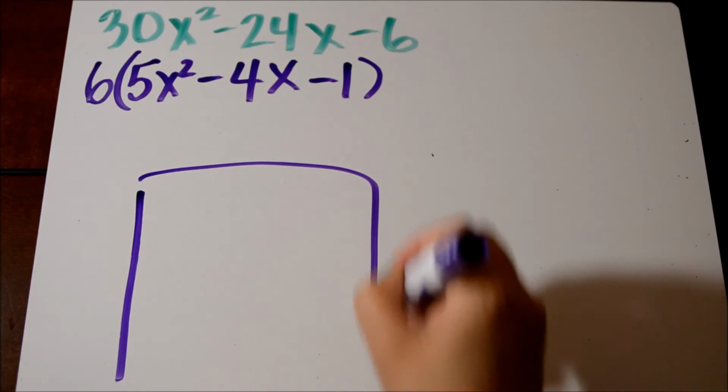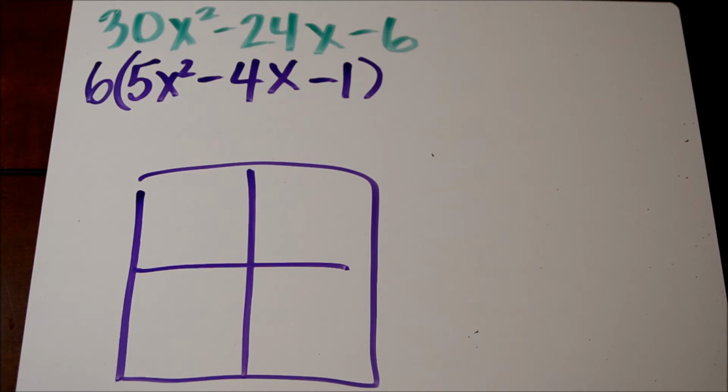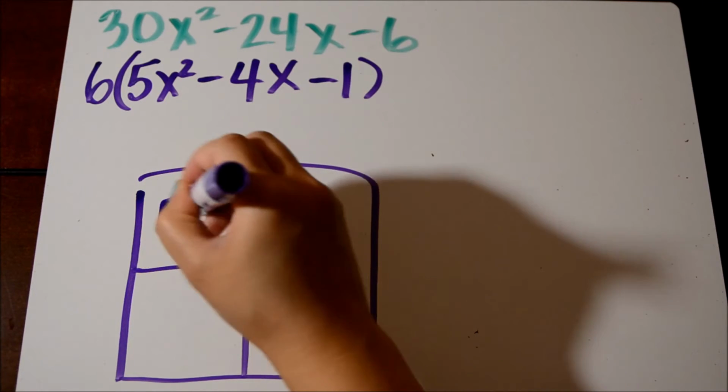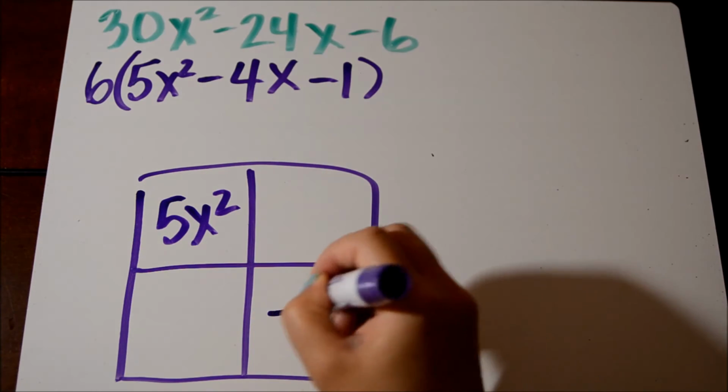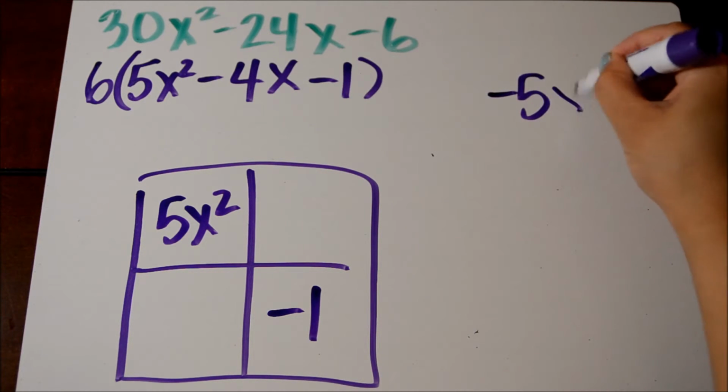Remember, with the box, you're using what you have in the parentheses. You're not using the original problem. So our first term is actually going to be 5x squared. Our last term is negative 1. Multiply those together, we get negative 5x squared.